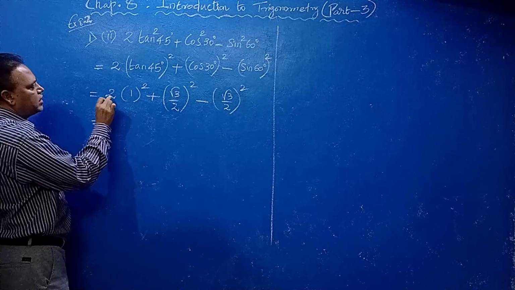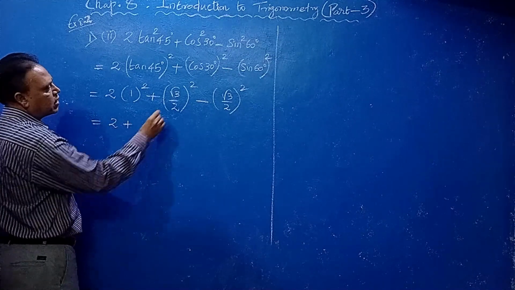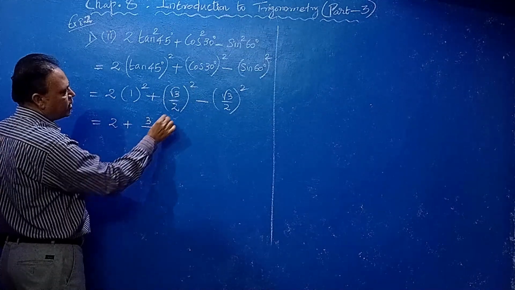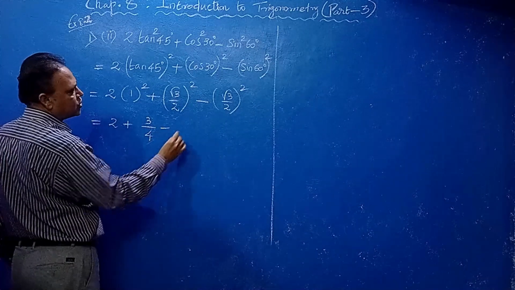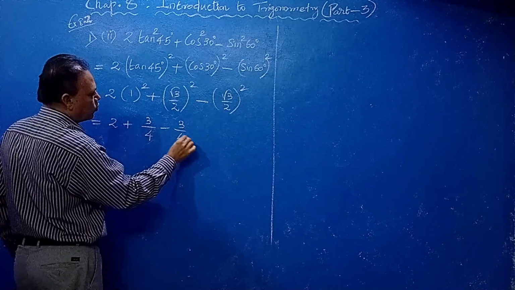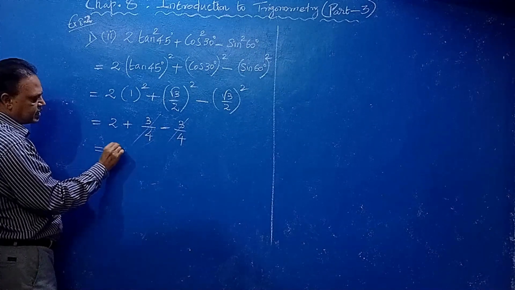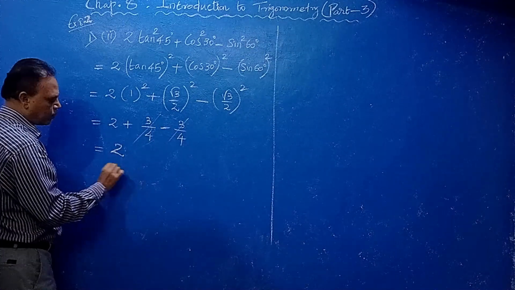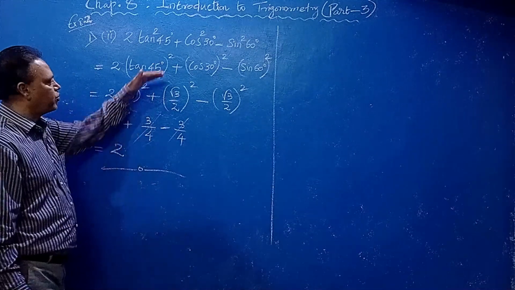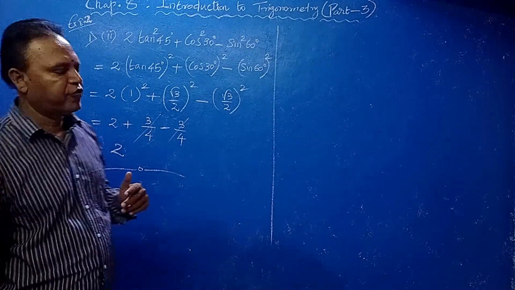So 1 square is 1, into 2 is 2, plus root 3 by 2 whole square is 3 by 4, minus 3 by 4. Now 1 plus 3 by 4 and 1 minus 3 by 4 get cancelled. So the answer is 2. After putting the value, you can easily simplify.